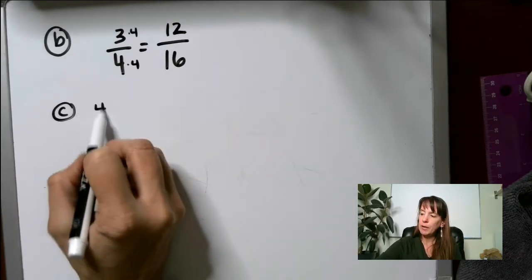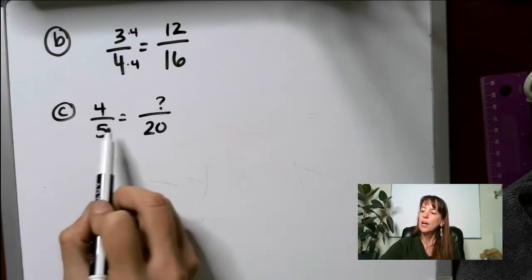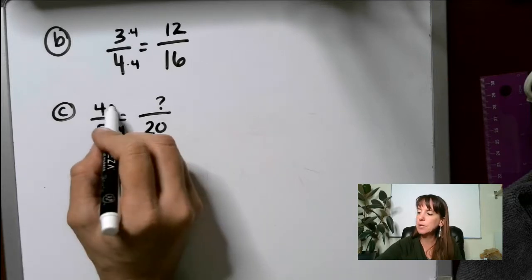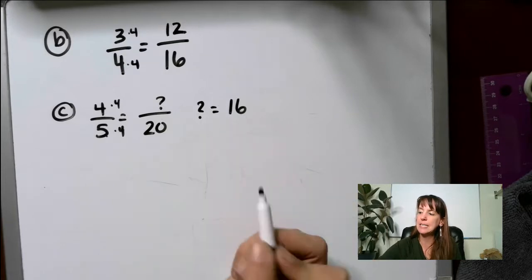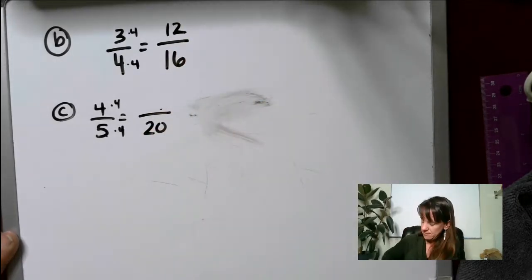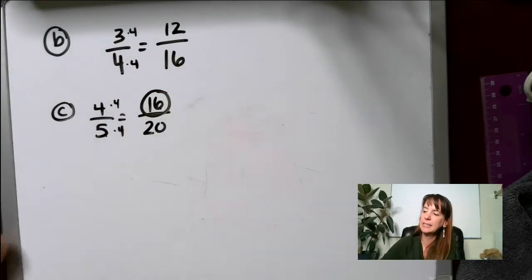C, 4 over 5 equals what over 20? 5 times 4 gives us 20, and if I do it on the bottom, I've got to do it up top. That gives us 16. So the question mark equals 16. And maybe it makes more sense if I write it right over here. So 16 right there.